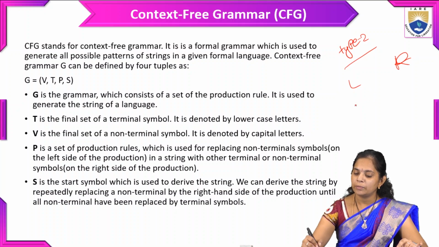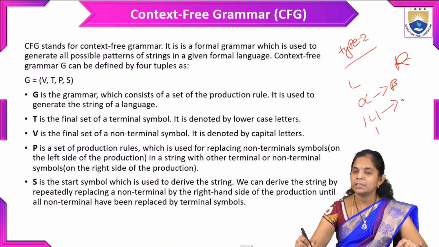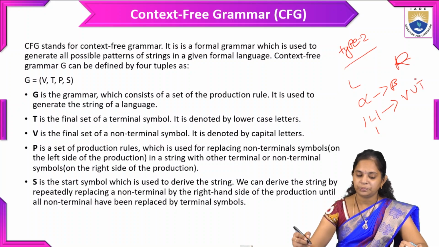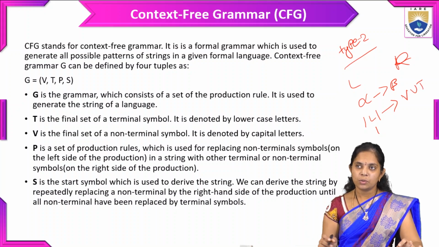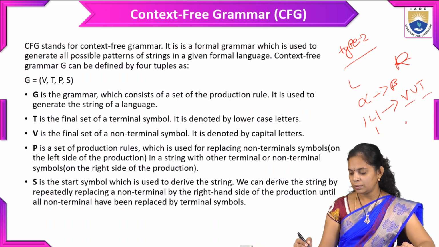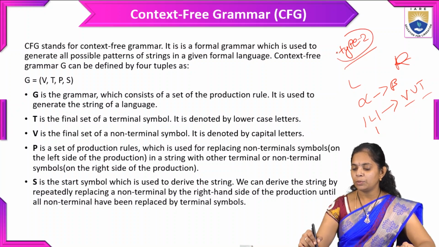So here let me write the production: alpha tends to beta. Here the alpha length is only 1, and beta is a combination of V union T. We will see what V and T are. So this is about the limitations of type 2 grammar.